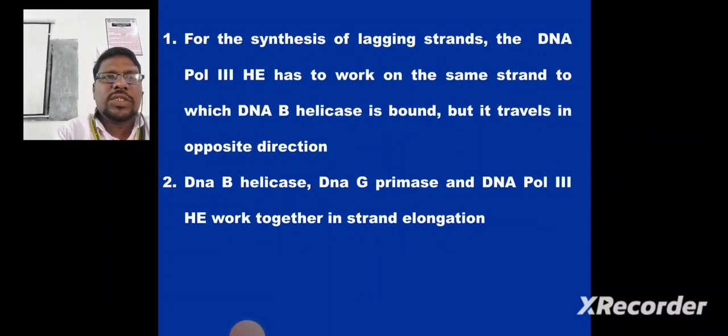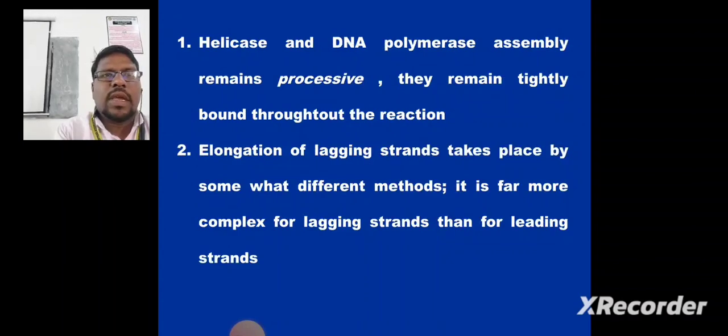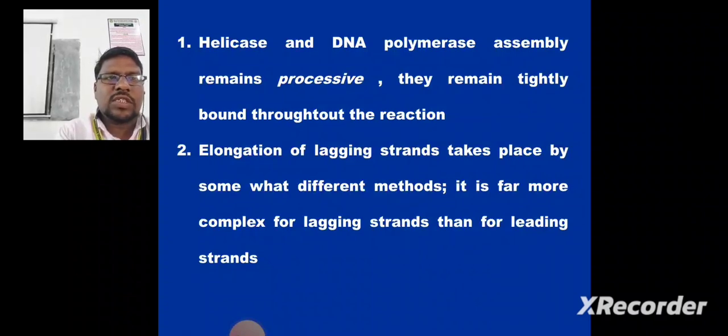For the synthesis of the lagging strand, DNA polymerase III holoenzyme works in the same direction in which DnaB helicase is bound, but travels in the opposite direction. DnaB helicase, DnaG primase and DNA polymerase III work together in strand elongation. The helicase and the DNA polymerase assembly remain processive. They remain tightly bound throughout the reaction. Elongation of the lagging strand takes place by a somewhat different method. It is far more complex for the lagging strand than for the leading strand.